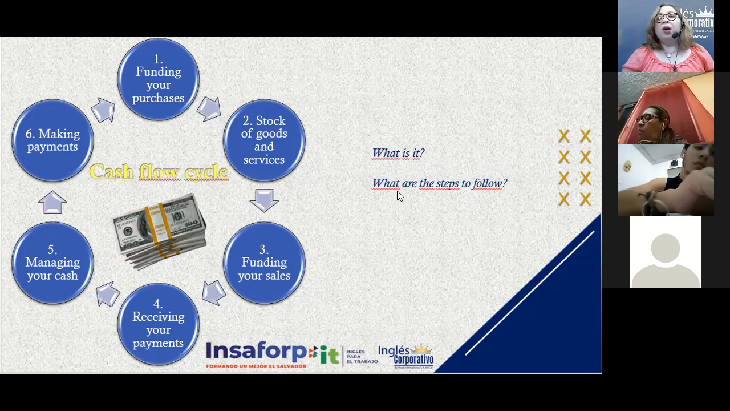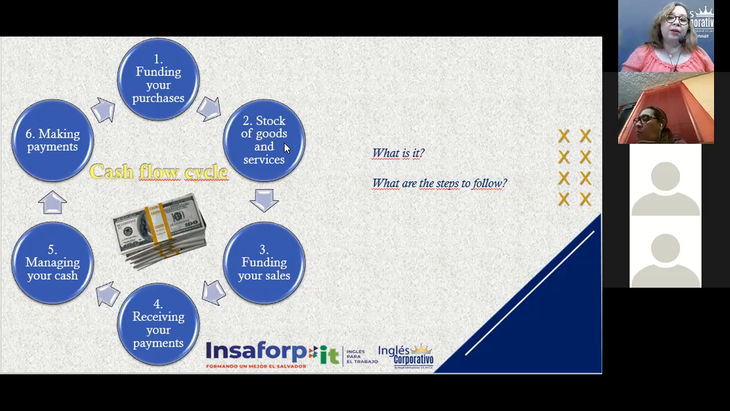Okay, so what are the steps to follow? First, funding your purchases. Number two, stock of goods and services. Number three, funding your sales. Number four, receiving your payments. Number five, managing your cash. Number six, making payments. And then I start over. Okay? Y luego vuelve a comenzar. A ver, estos son pasos. Entonces, veamos cómo están escritos los nombres de estas fases o pasos de este ciclo.